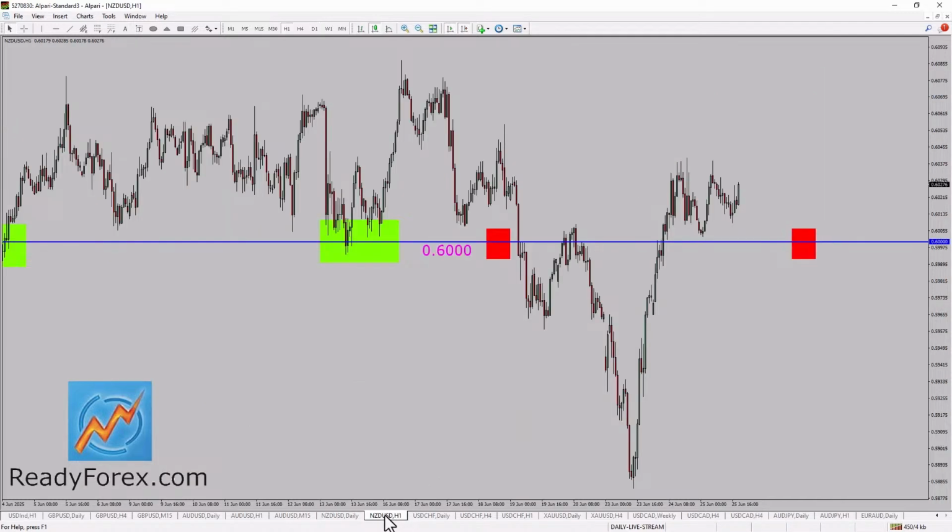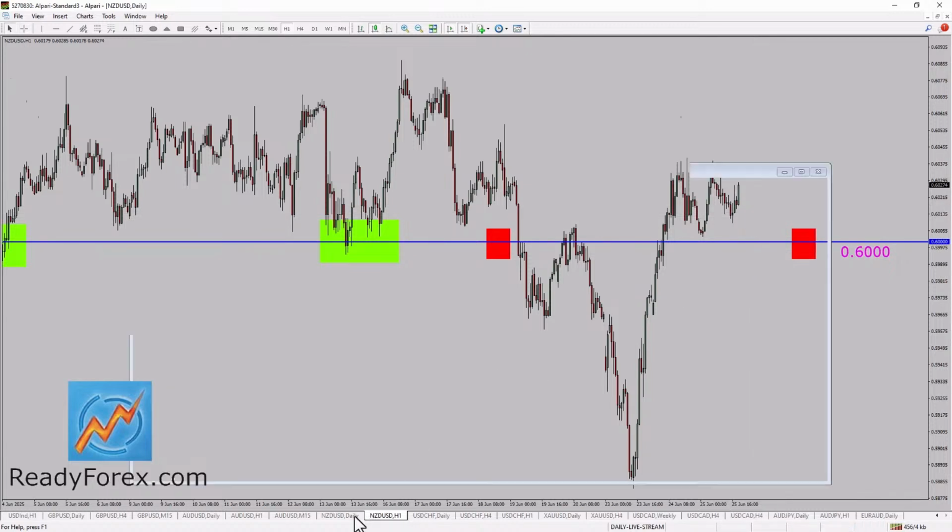As far as the 1 hour chart is concerned, I expect the NZDUSD currency pair to drop below 0.6000 level. This is a round number right over here. So if price action breaks below 0.6000 level, that would be the clear indication that market wants to drop, at least on a short-term basis.